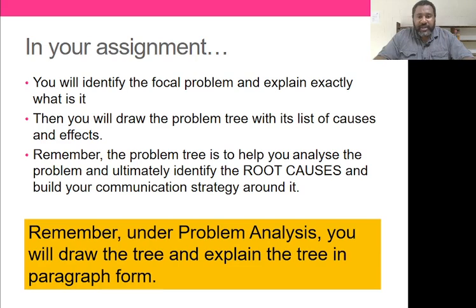So remember, under problem analysis, you will draw the tree and then explain the tree in paragraph form. That's the thing you do, and then you submit to me in week 5. Online students and full-time students, you have the same job to do. You have to do a problem analysis and submit to me the problem tree and the explanation of the problem tree. It's a minimum of 300 words.